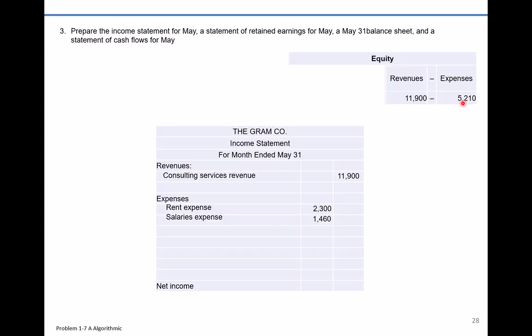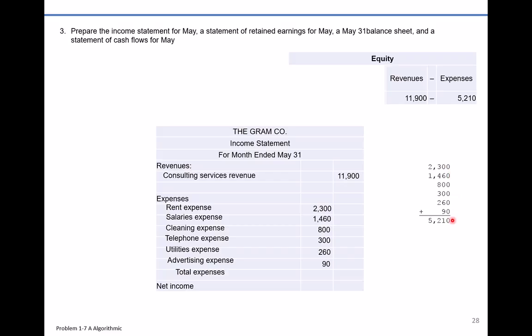Remember, we had salaries that were paid twice, and the total of those two salary periods are totaled together in this one item called salaries expense. We had cleaning expense of $800, telephone expense of $300, utility expense of $260, and advertising expense was $90. We simply total all those up and we have total expenses of $5,210. We complete our income statement by taking the revenues minus the expenses to come up with what net income would be. So $11,900 minus $5,210 equals net income of $6,690.